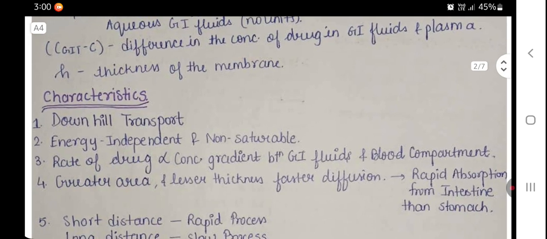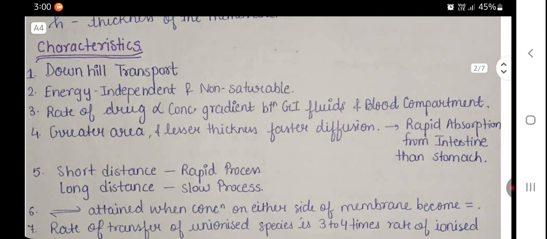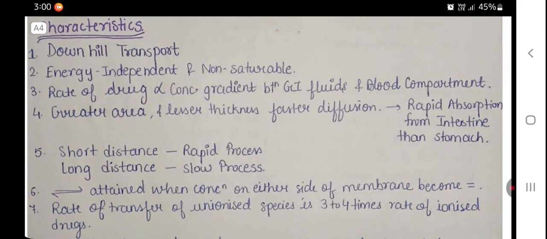Characteristics, downhill transport. Downhill transport means here the drugs move down the concentration gradient, so it is said to be downhill transport. Second, it is energy independent and non-saturable. Next, the rate of diffusion is directly proportional to the concentration gradient between the GI fluids and the blood compartments. Greater the area, lesser the thickness.